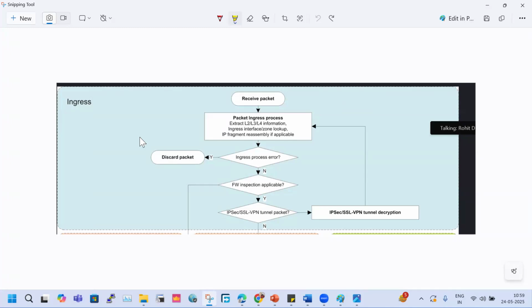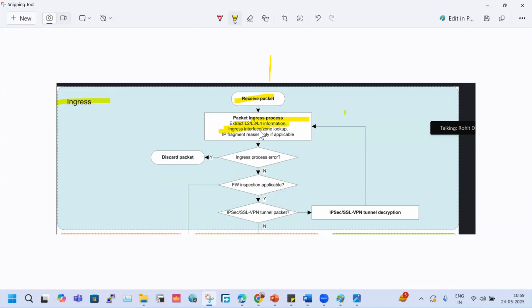So guys, here we were discussing the ingress stage. As soon as the packet is received by the firewall, it will do all the checkups. We call it the ingress process. In the ingress process, it will extract the L2, L3, and L4 information. In L2, it will check the source MAC and destination MAC. In L3, it will find the source IP and destination IP, and in L4, the source port and destination port, right?